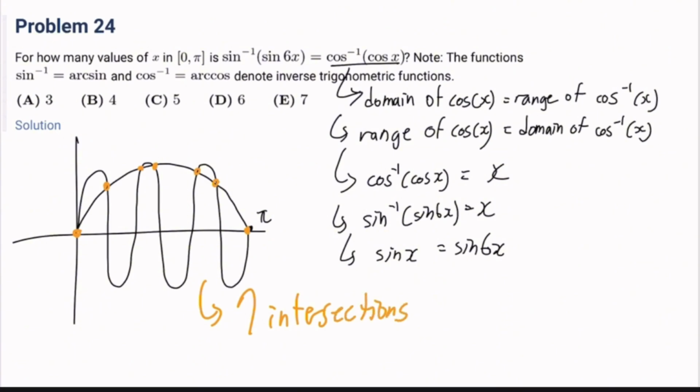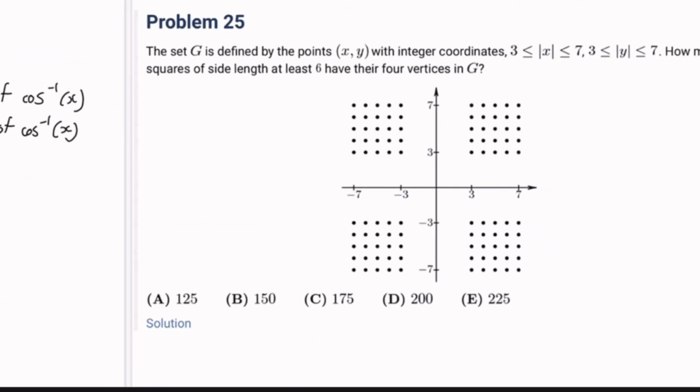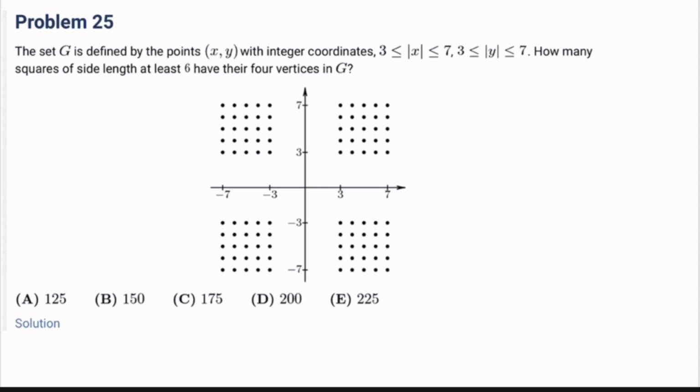So 7 is our answer. It's E. Last problem, number 25. The set G is defined by the points x, y with integer coordinates, and x and the absolute value of x is between these, and same thing for y. How many squares of side length at least 6 have their 4 vertices in G?